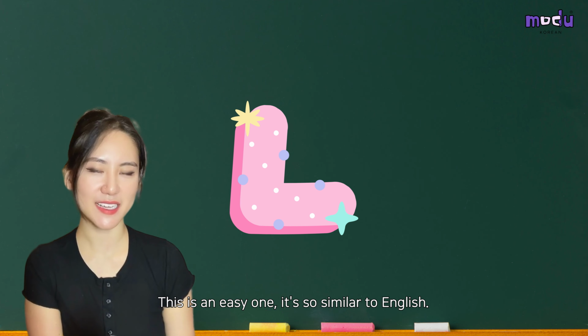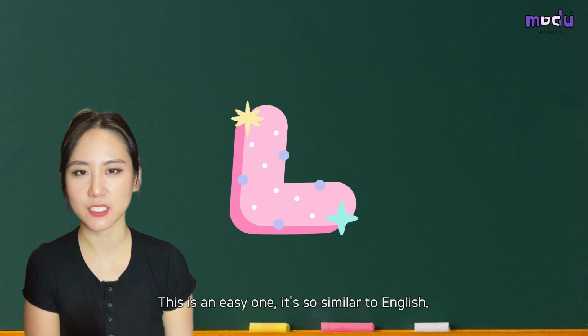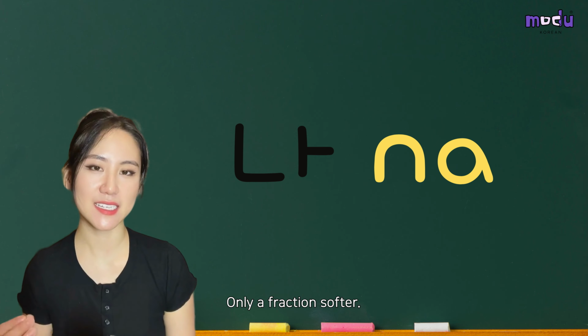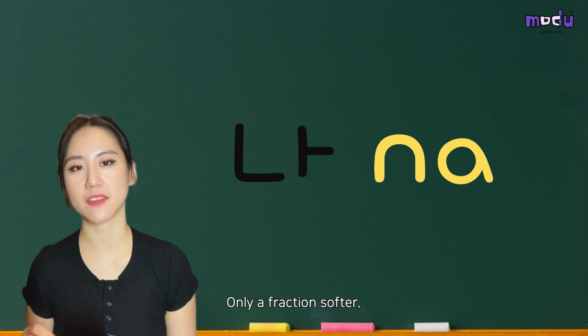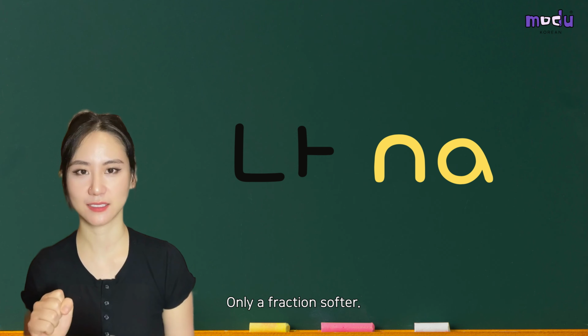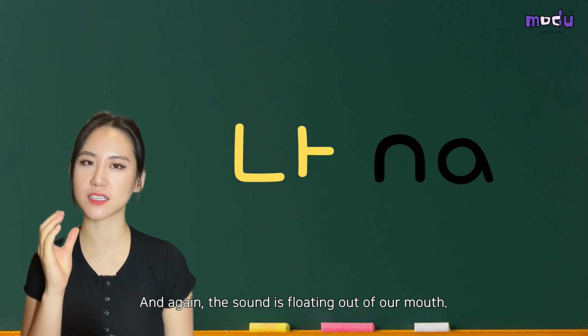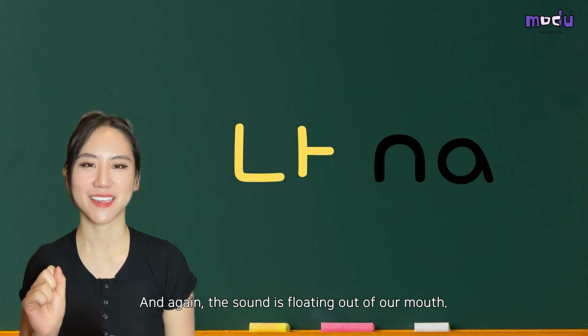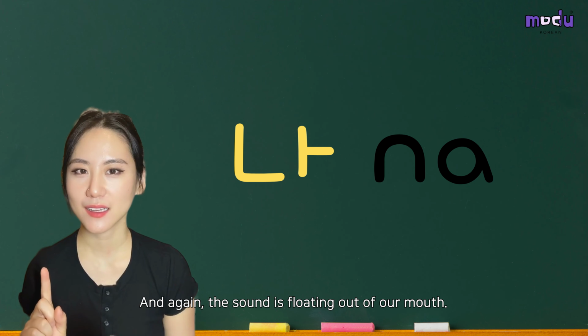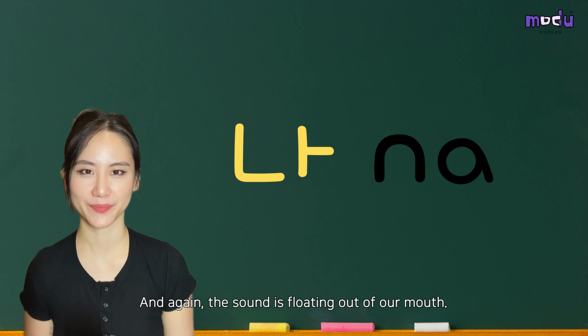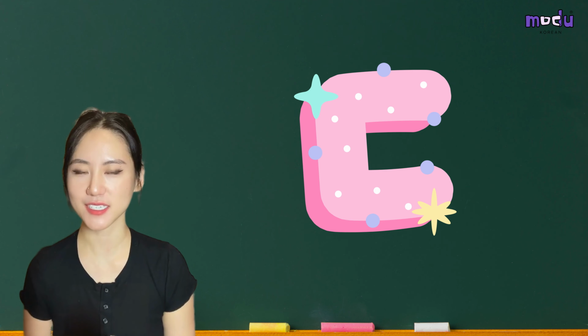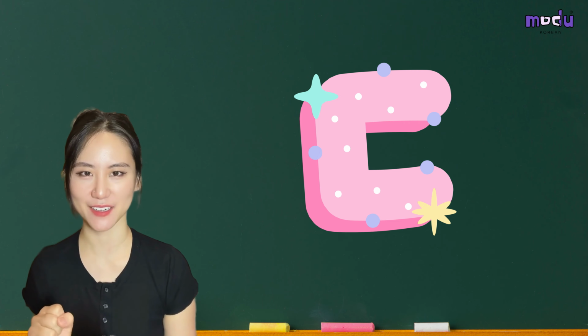Now, this one is an easy one. It sounds very similar to the English N, but again, it is a tiny bit softer. So rather than going na, we're saying na. And again, the sound is kind of just floating out of our mouth. Na. The third consonant is the D character.